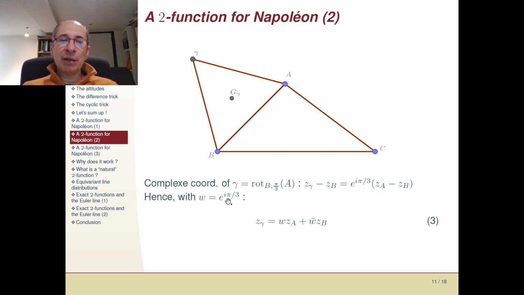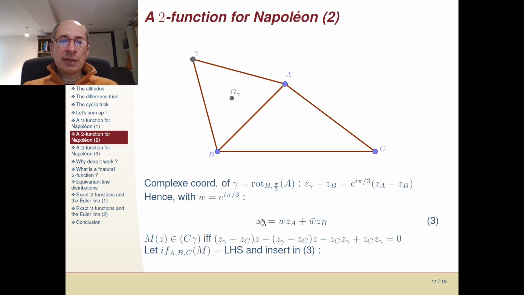Using this, you can solve for Z gamma, and using the notation W equals exponential of i pi over 3, we obtain a more symmetrical equation for Z gamma. Now we have the complex coordinate of gamma, and using the complex coordinate of C, it's a simple matter to obtain the complex equation of this line. I just give you the result, which is here, and to obtain it, you just use the fact that if M is a point on this line, then the complex coordinate Z of M will satisfy that (Z minus ZC) over (Z gamma minus ZC) is a real number.